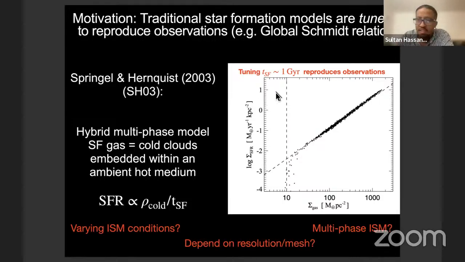And there are other motivations here, right? Most of the models on the market don't really capture these varying ISM conditions. Maybe they also depend on the mesh and the resolution. So if you go to a different resolution, you have to tune your parameters, as happened in TNG50. The multi-phase ISM is not resolved properly. So many things are missing, and this is an attempt to account for that.